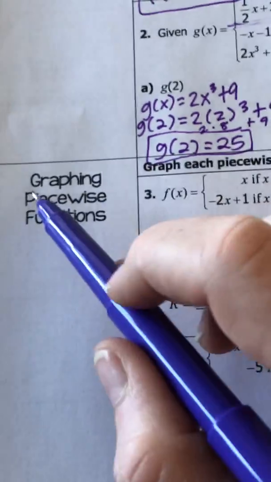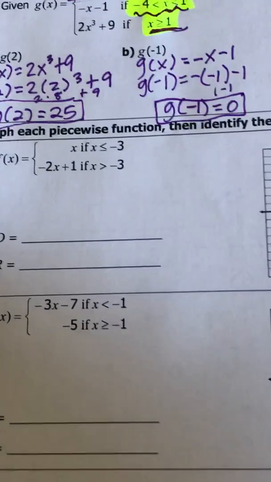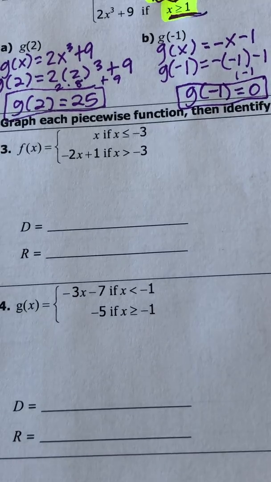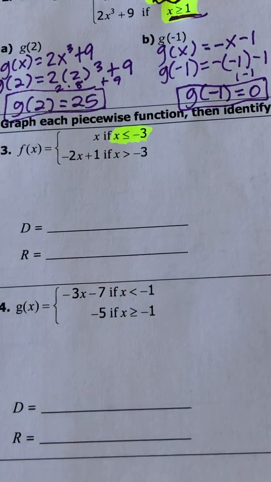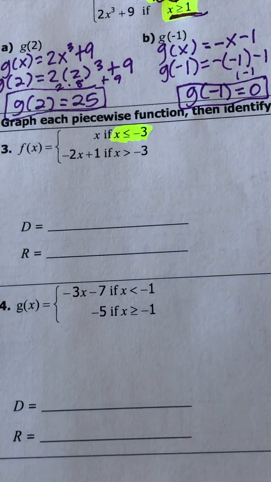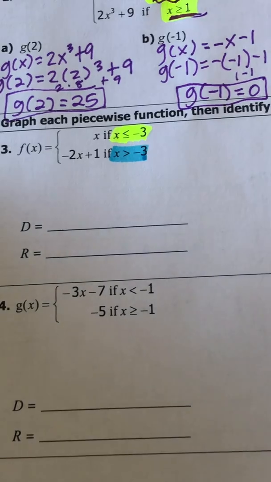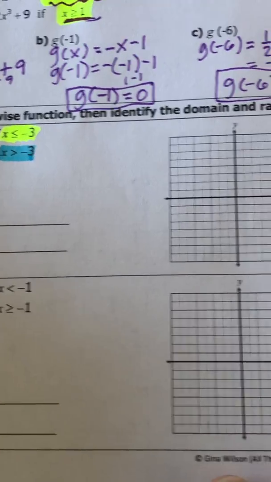All right, so that was evaluating, and now we're going to talk about graphing these functions. Okay, so basically you have to split your graph into, it helps if you have two colors, an area that's less than or equal to negative 3 on the x, and an area that is greater than negative 3 on the x, okay? So, and this will be pretty colorful for a couple of examples till we get it.